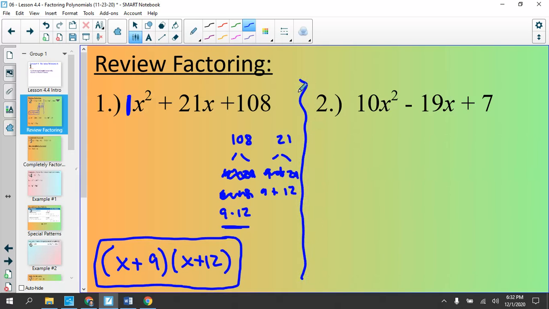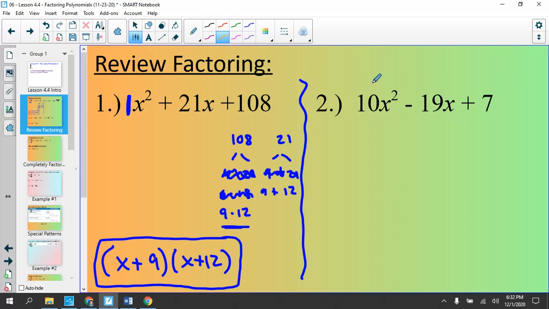All right, let's start over here. Number 2. I'm still counting terms, I guess. So it's 3 terms. I can't factor anything out. That's another thing that we would look to do right away. Can I undistribute anything? Let's see, 10, 19, 7. These aren't divisible by anything other than 1. So I can't take anything out of these terms.